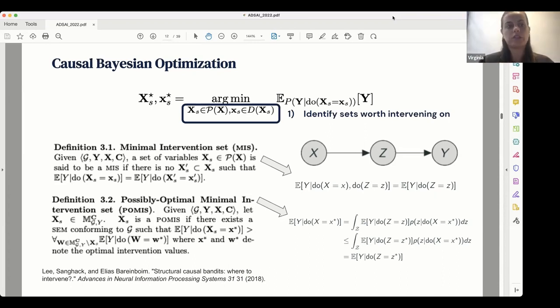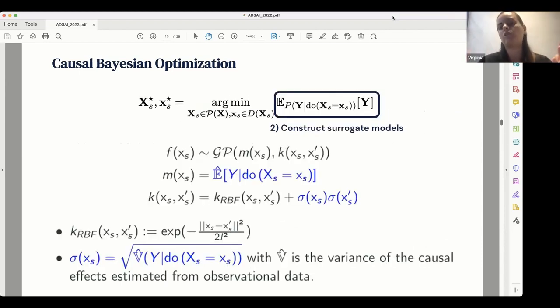So once we have restricted the search space, we need to find a way to construct a surrogate model for these causal effects. We use Gaussian processes, but we construct the mean function and the kernel function of the Gaussian process in a way that allows us to exploit the available observational data, so the data that we get from the non-intervened system.